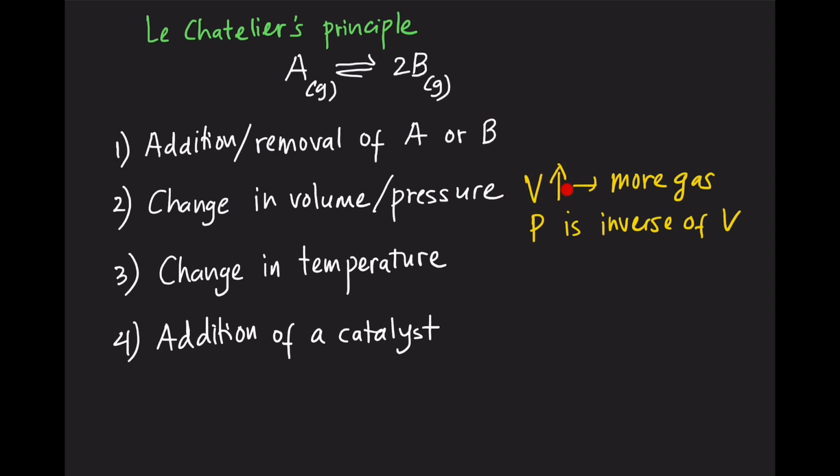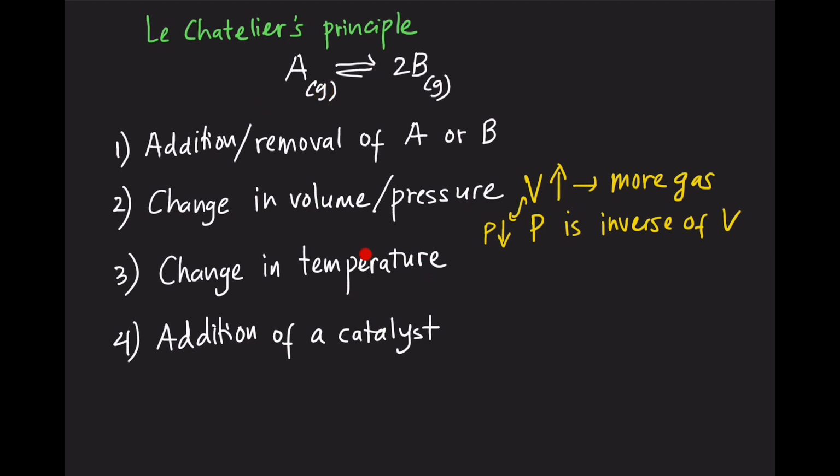Increasing the volume means that we are decreasing the pressure. So if we decrease the pressure, the reaction will shift also towards the right side. So again, if we increase the volume, the reaction will shift toward the one with more gas. And increasing the volume means that we are lowering the pressure. So volume and pressure are highly dependent on each other. And of course, the opposite would be if we add pressure, that means we decrease the volume, and the equilibrium will shift towards less gas, so it will shift towards the A side.